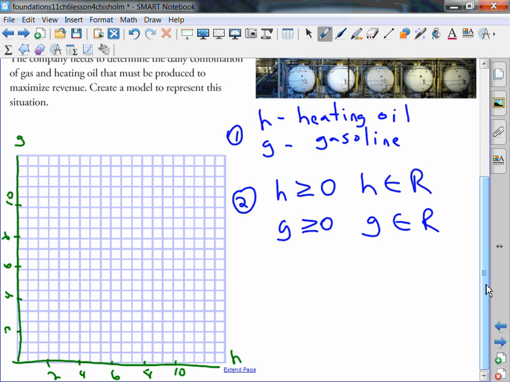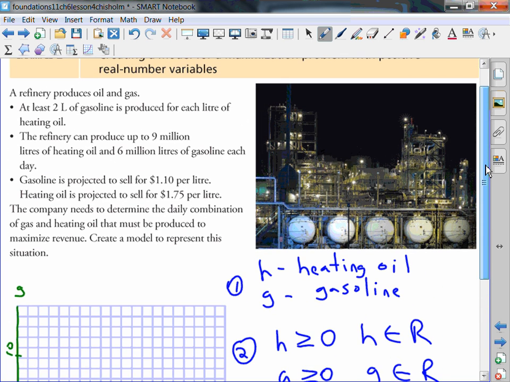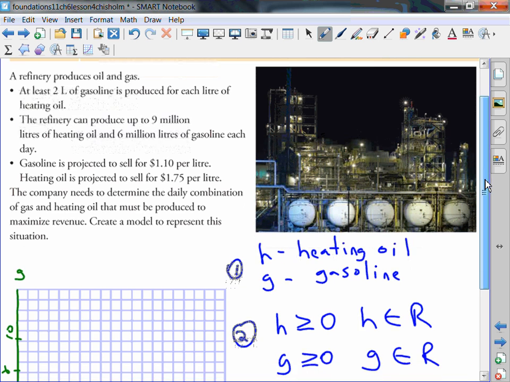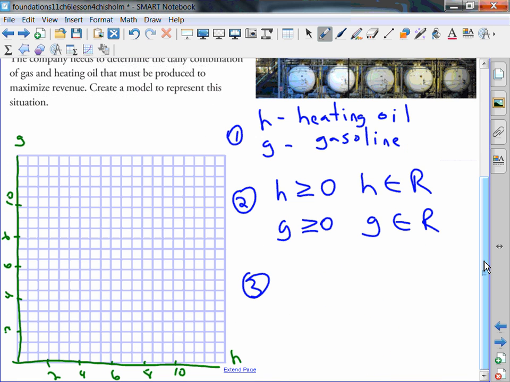Step 3, we call it the constraints. That's where we're coming up with our linear inequalities. So the ratio of gasoline produced to oil produced. It says right at the beginning that they want at least 2 liters of gas for each liter of oil. So the gas is going to be greater than or equal to 2H. Okay? If we double the smaller value, the bigger one is still going to be greater than or possibly equal to the smaller value.